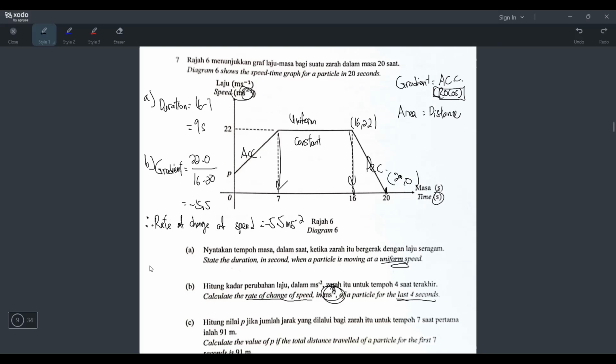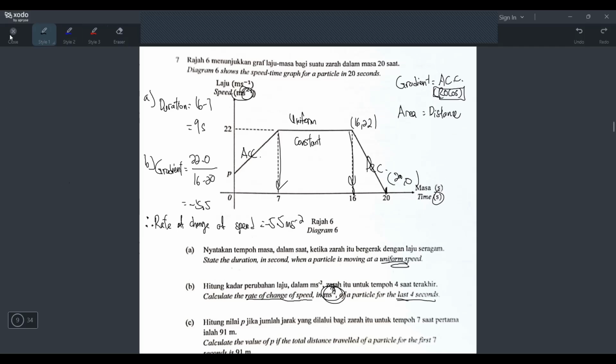But what if you write deceleration here? What if you write deceleration? Then you don't put the negative. You just write 5.5, because deceleration already means negative. Okay, that's what it means. That's why rate of change of speed is acceleration, the other name for acceleration. That's why you have to put negative.